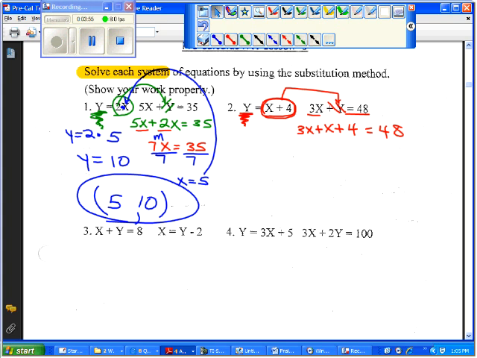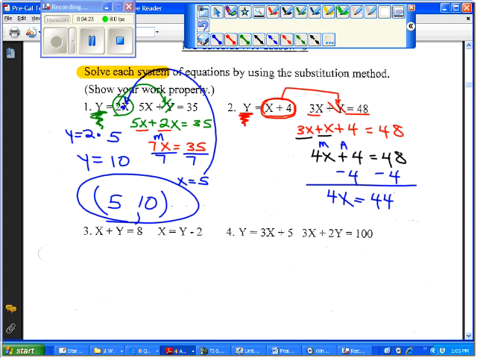So now we can solve using the order of operations. To solve, we will begin by combining like terms. 3x plus x is 4x plus 4 equal 48. And now we're going to undo. We have multiplication and addition. We undo addition by subtraction. We have 4x equal 44. Now we're going to undo multiplication by division, and we get x is equal to 11.